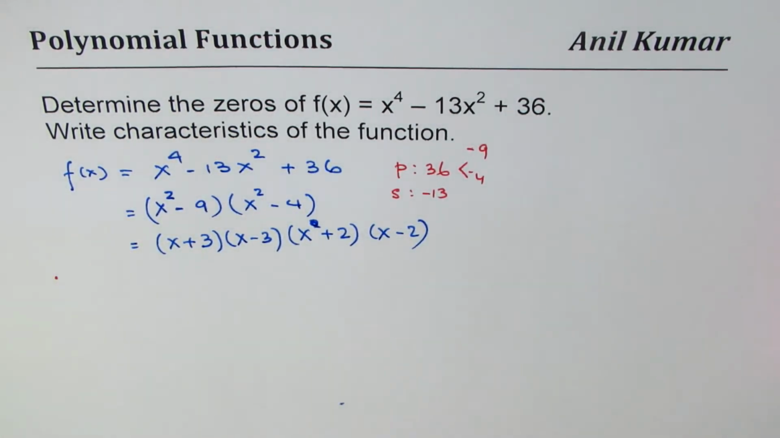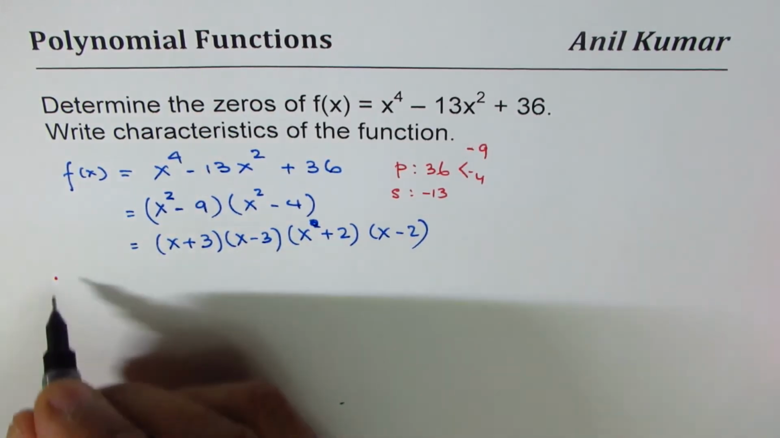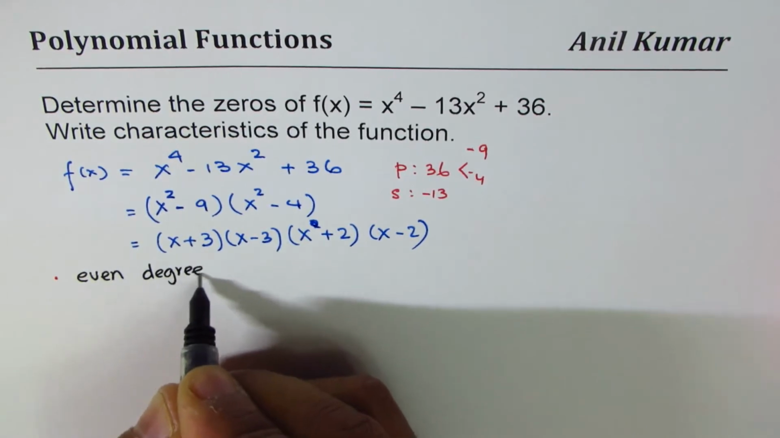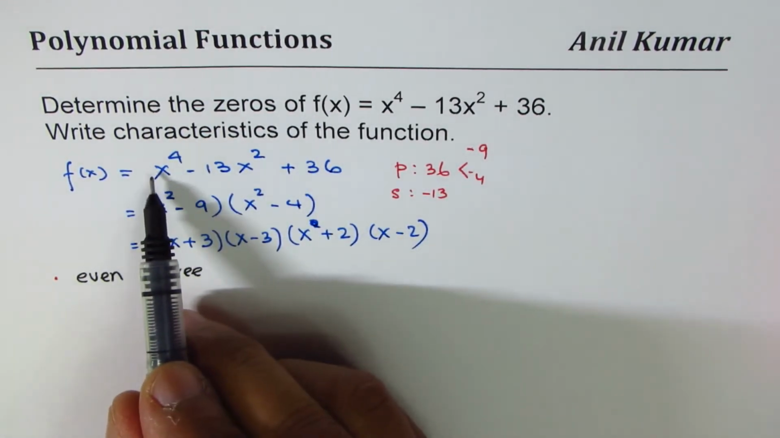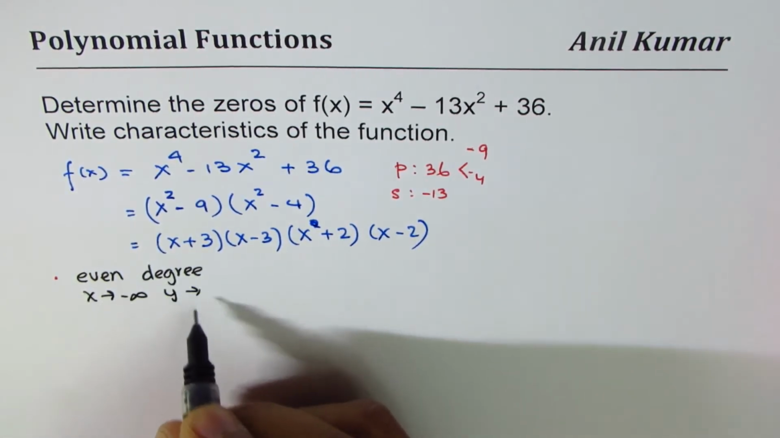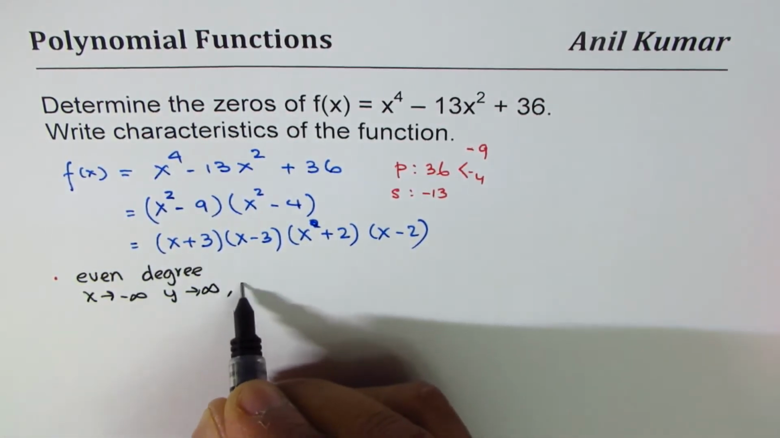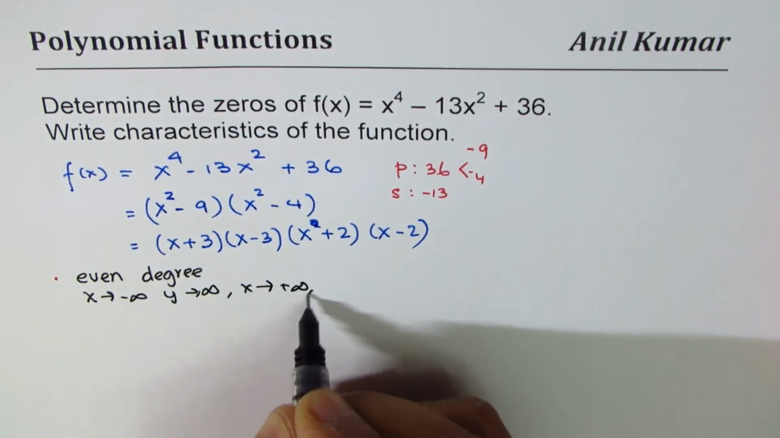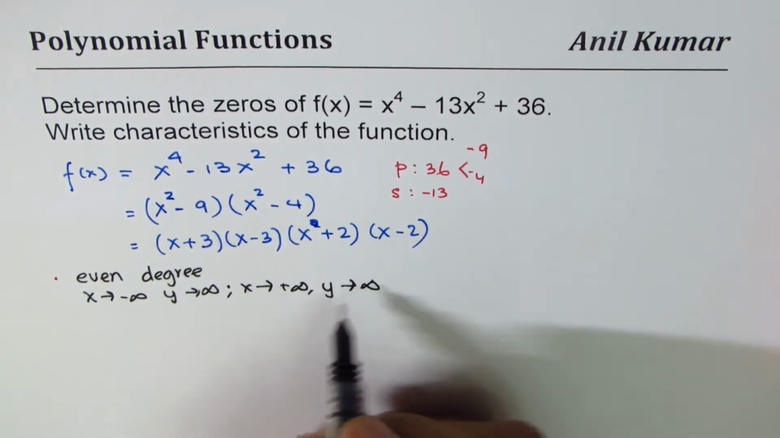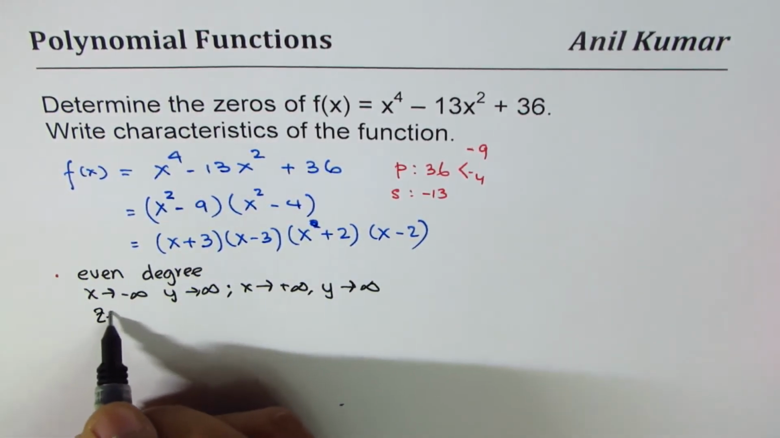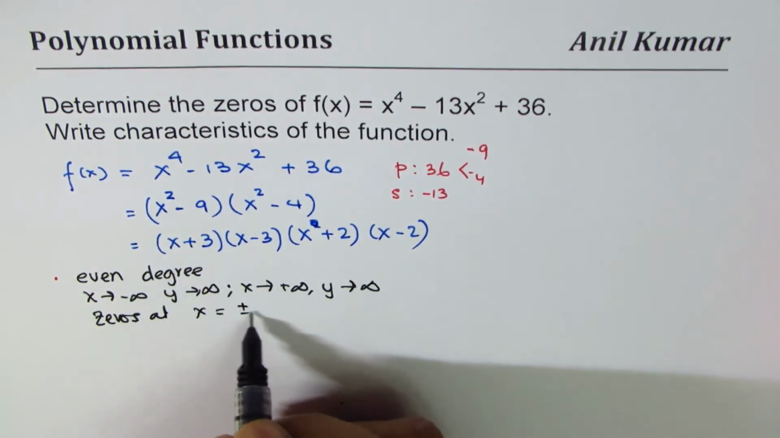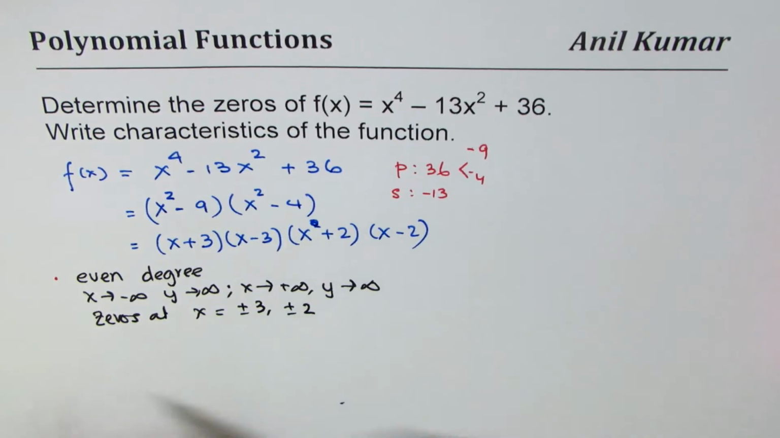One, we can begin with degree. So we have an even degree function, right? Now since the leading coefficient is positive, when x approaches negative infinity, y approaches positive infinity, and when x approaches positive infinity, y approaches positive infinity. So both sides are up. We have zeros at x equals plus minus 3 and plus minus 2, correct?